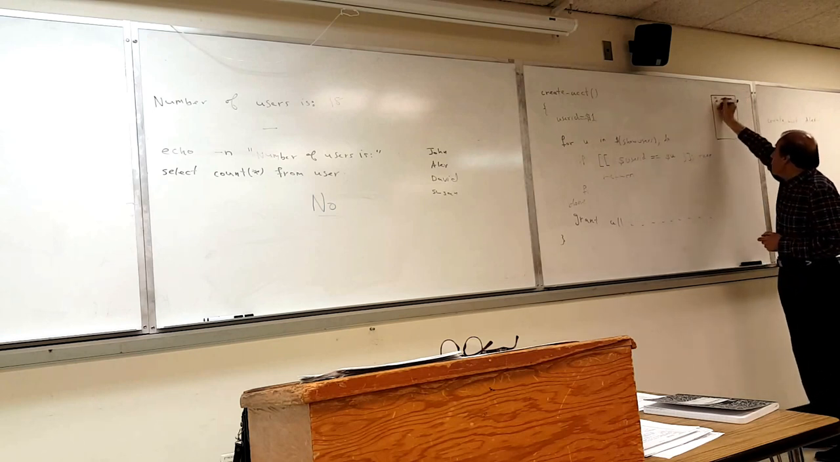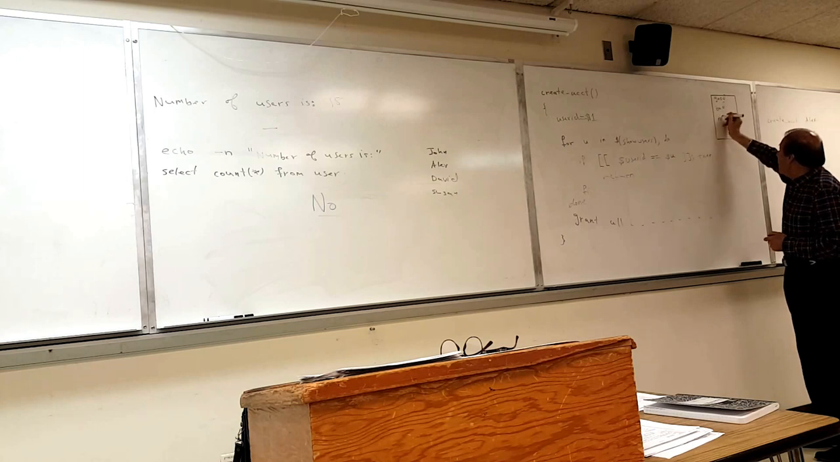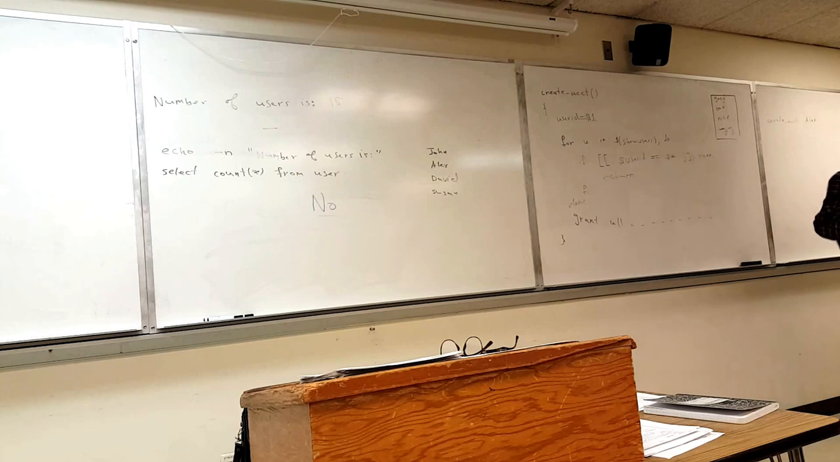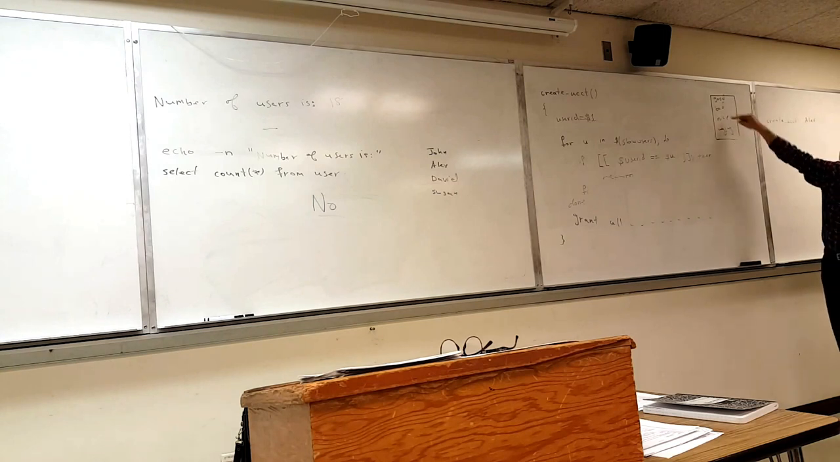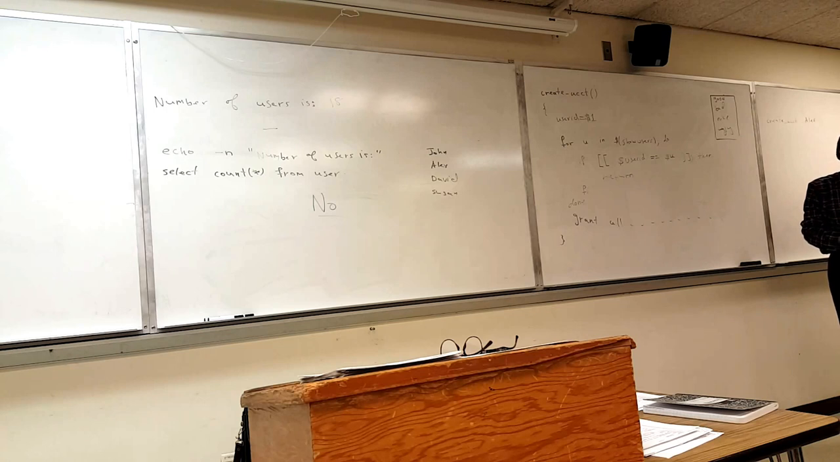And these are the users. Good, bad, nice, and ugly. Suppose these are the users. You want to create an account, right? First of all, we need to loop over this, pick element by element and create. Let me show you how to loop over it.